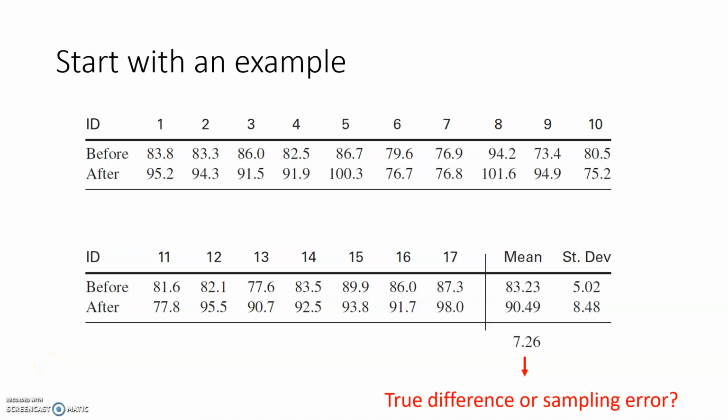Okay, so to answer this question, whether this 7.26 difference is a true difference or a sampling error, what we do here is we want to calculate the difference between these two test scores for each individual. So what we are going to do is calculate the difference for the first person between his pre-test and post-test, and do the same thing for the second person, third person, all the way up to the 17th person.